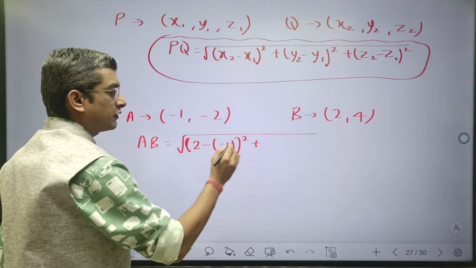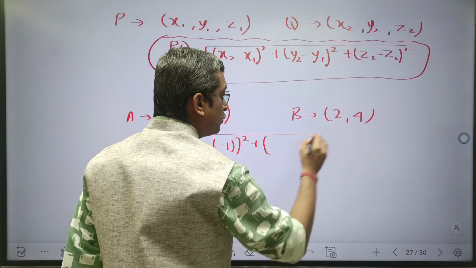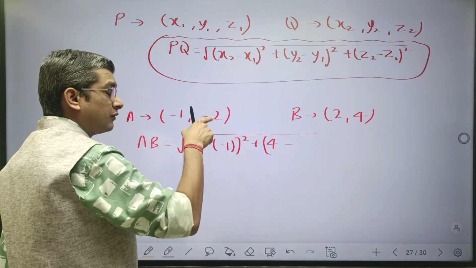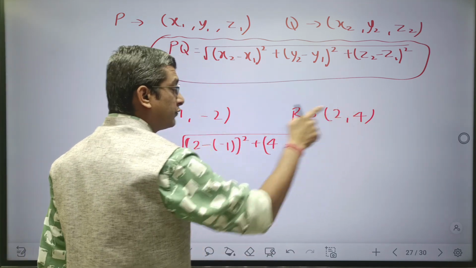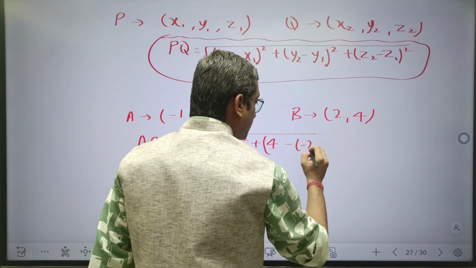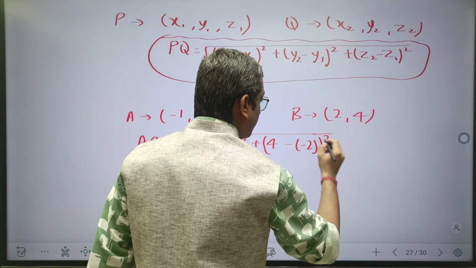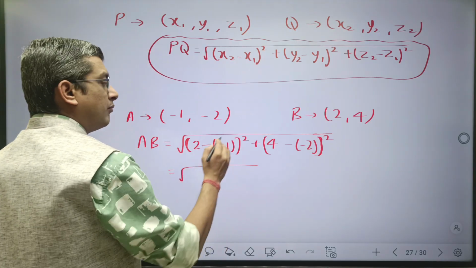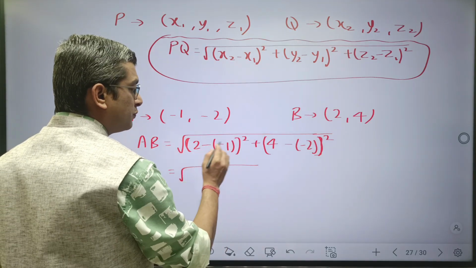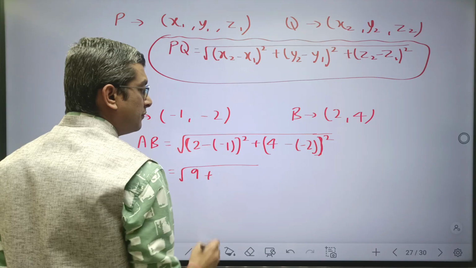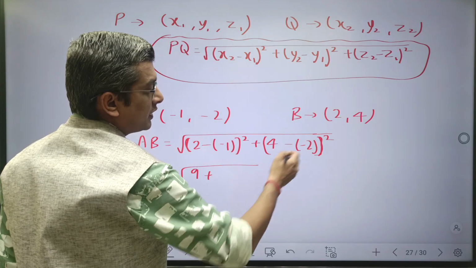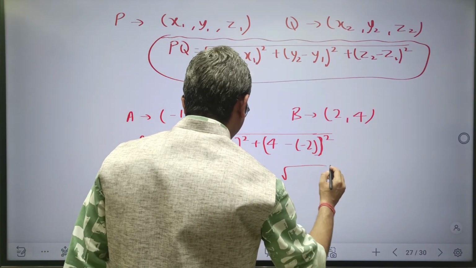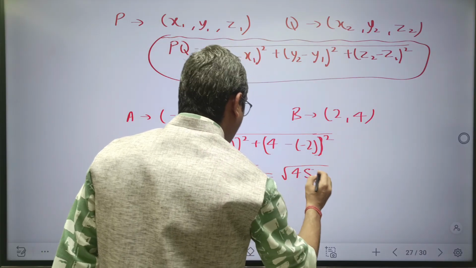So this is (x2 minus x1) square plus (y2 minus y1) square. y2 is 4, y1 is -2. So be careful, it will be minus plus. So 2 plus 1 is 3, square is 9, plus this will be minus plus, 4 plus 2 is 6, square is 36. So this is 36 plus 9, which is 45.